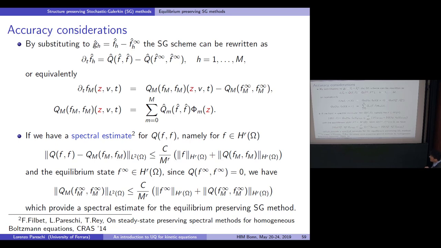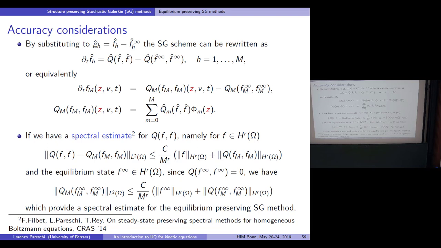You can rewrite this even in terms of the original expansion. So we go back now from the space of the coefficients to the physical space. And this is the way the equilibrium preserving method reads. You have the derivative of your expansion, which is equal to the difference between the approximated interaction operator with respect to the polynomial basis evaluated with respect to your function expanded in the polynomial basis, minus the same thing with respect to the expansion of your steady state with respect to our orthogonal polynomial basis.